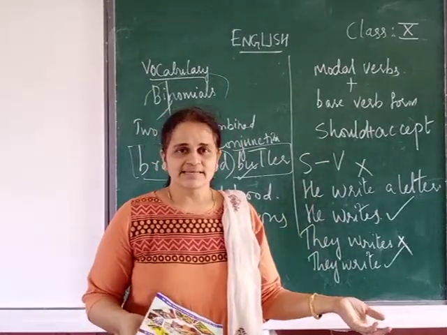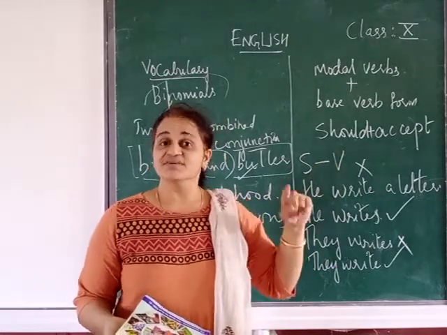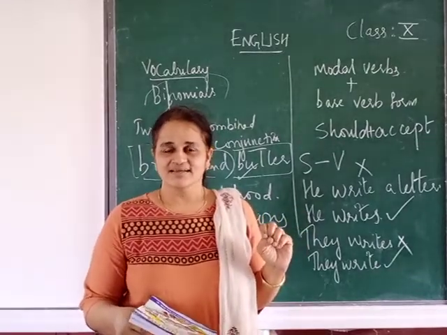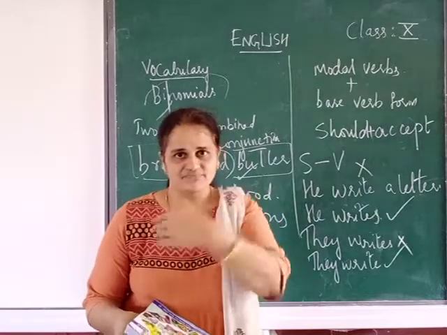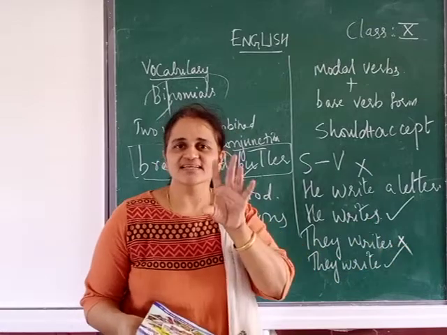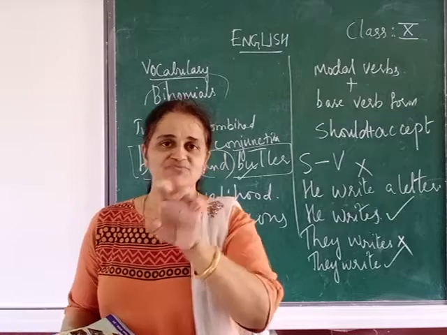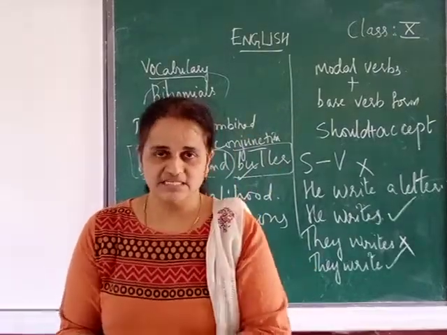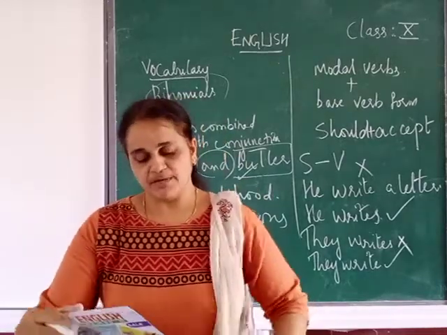Kevin write or Kevin writes. Kevin writes. Did you understand? Kevin and Kaushik plays. Wrong. Kevin and Kaushik play. See there? Did you understand here? This is subject and verb agreement. Agreement means where the subject agrees with the verb. That is called subject verb agreement. So there is no subject verb agreement problem here.